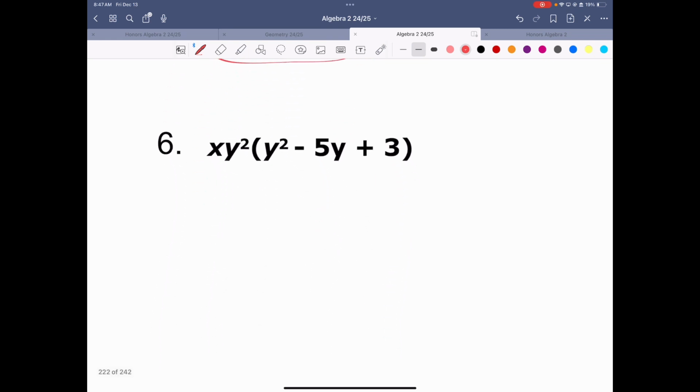Why don't you go ahead and do number 6. Do number 6 quick, and then we've got 2 more after that, or maybe 3, and we should be good.